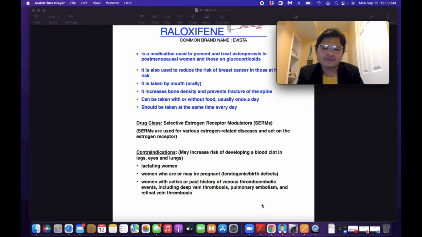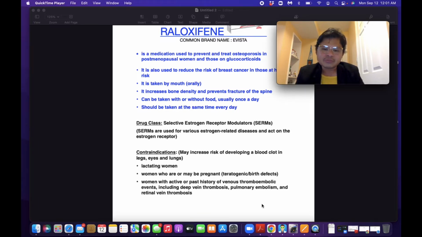So what drug class does Raloxifene belong to? Raloxifene belongs to the selective estrogen receptor modulators, or SERMs. This drug class is used for various estrogen-related diseases and acts on the estrogen receptor.